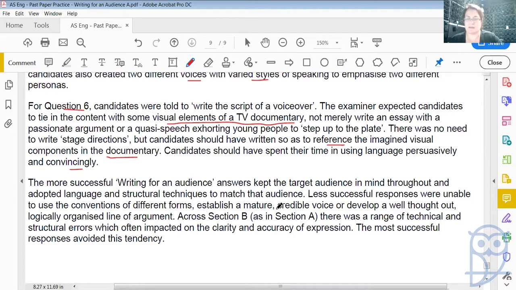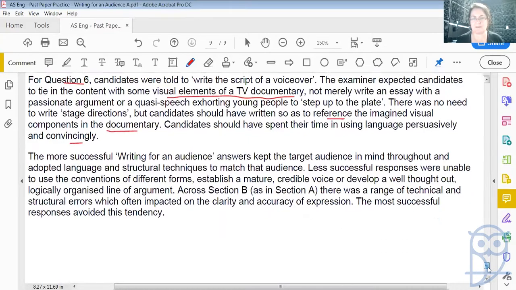Across Section B, as in Section A, there was a range of technical and structural errors which often impacted on the clarity and accuracy of expression. In other words, there were grammar issues, sentence structure issues, and that can frustrate the marker who is just trying to award your mark on content and ideas, because then you have to really work at what is being said. The most successful responses avoided this tendency. So make sure you still pay attention to grammar rules and to sentence structure rules.